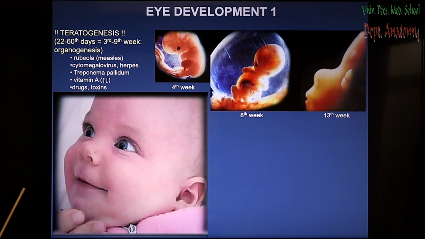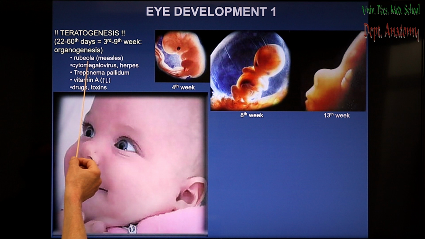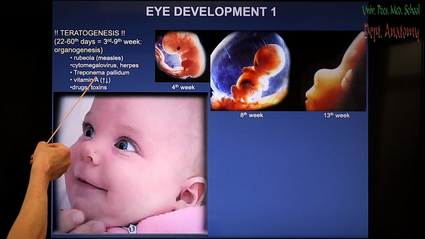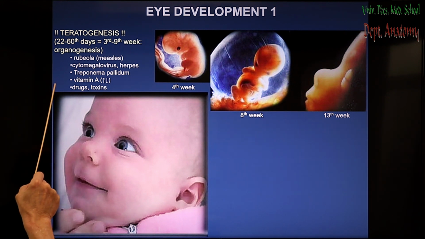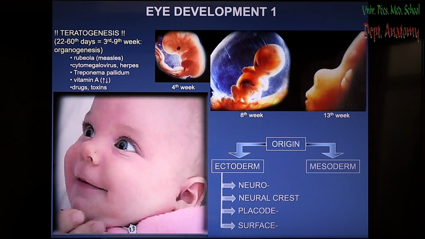So at this period, if the listed things act, then they increase the probability of the development of disorders of the eye. Amongst them, I think we should emphasize again this beautiful virus, the rubella, measles virus, which is the most dangerous of all. But amongst them, the bacterium of syphilis also can produce severe disorders. Other viruses as well, drugs and toxins, and either higher or lower level of vitamin A also is responsible for the disorders.